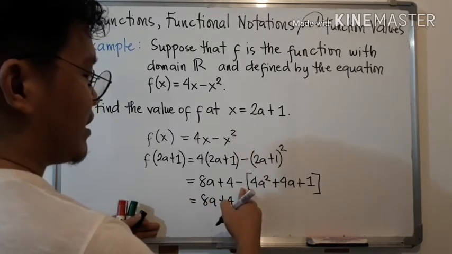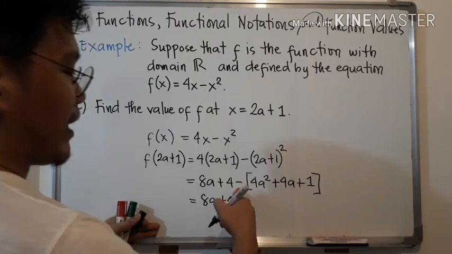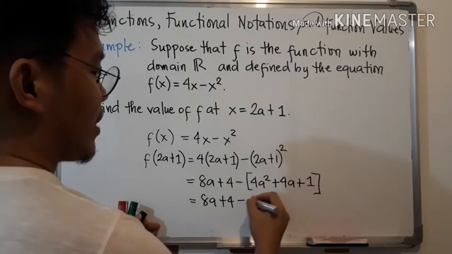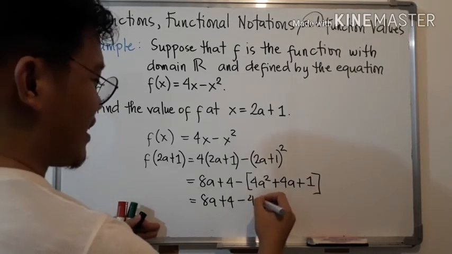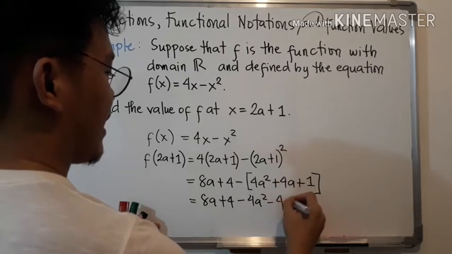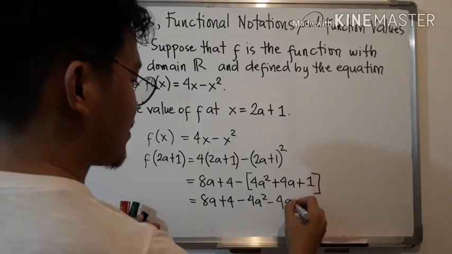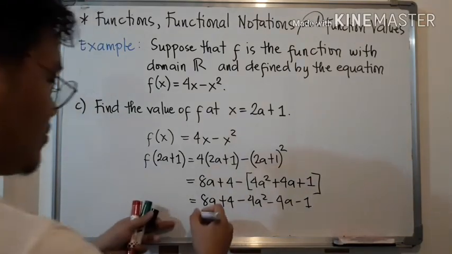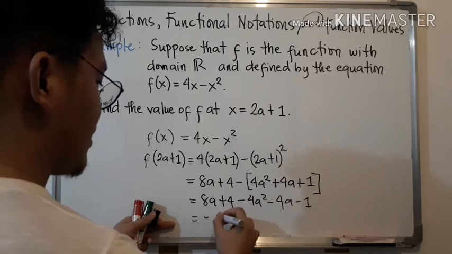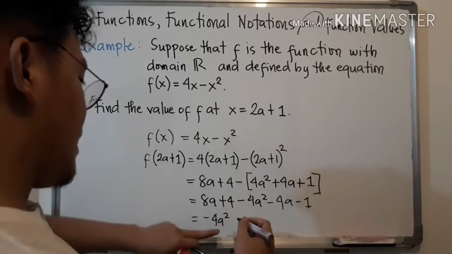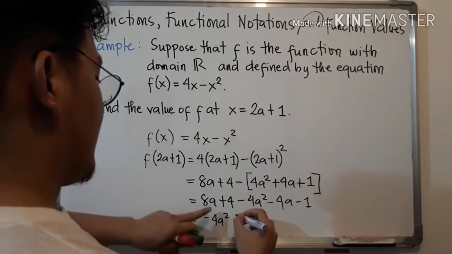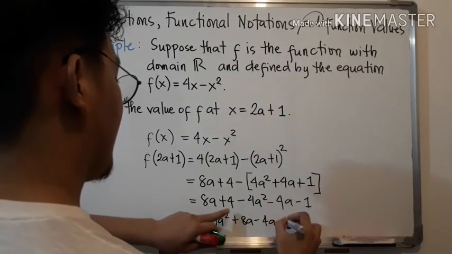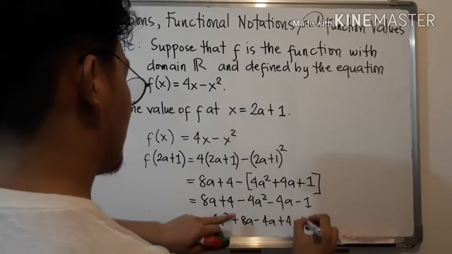And then we simplify this, we distribute minus sign to each term inside the quantity. So we have minus 4a squared minus 4a minus 1. This is 4a, not 49. Okay, and then we will combine like terms. So we have the leading term is minus 4a squared, plus 8a minus 4a, and we have plus 4 minus 1.